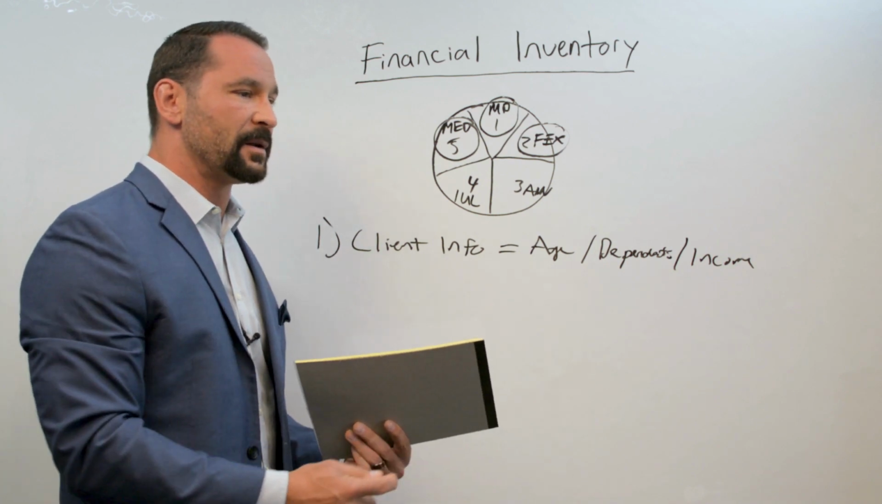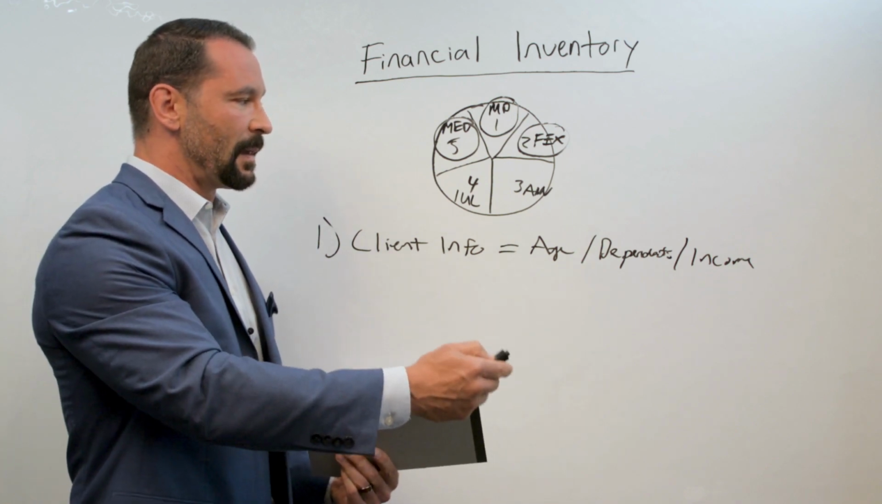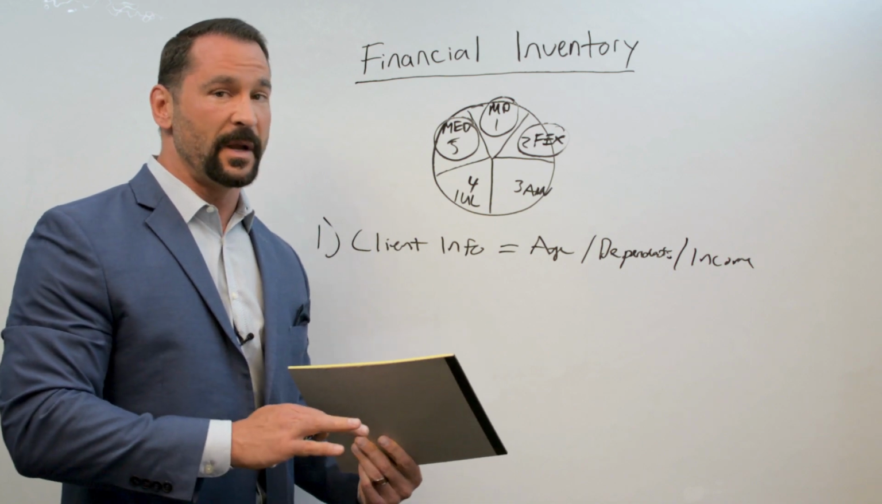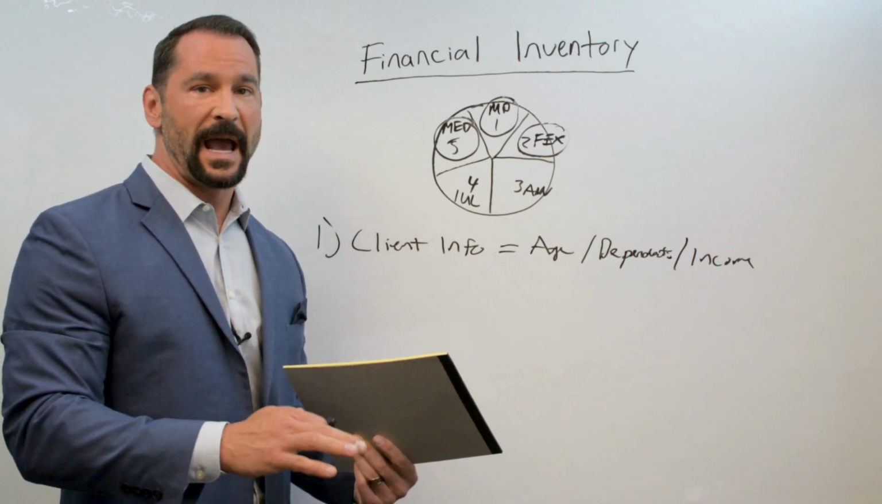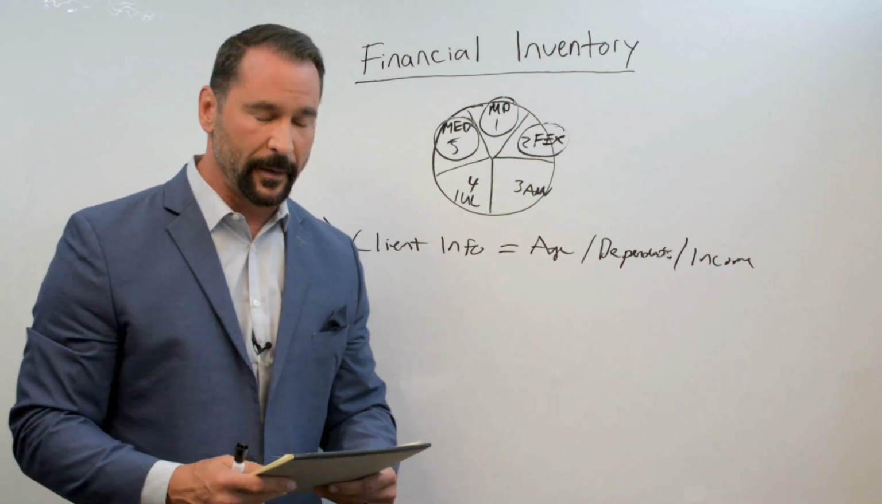We want to write policies. We do want to be aggressive to a certain extent, but we're there to protect the client. The worst thing we can do is try to force a policy down their throat that we know they can't afford, because it's bad for them and it's bad for you. So we use that income to identify how much they can afford.